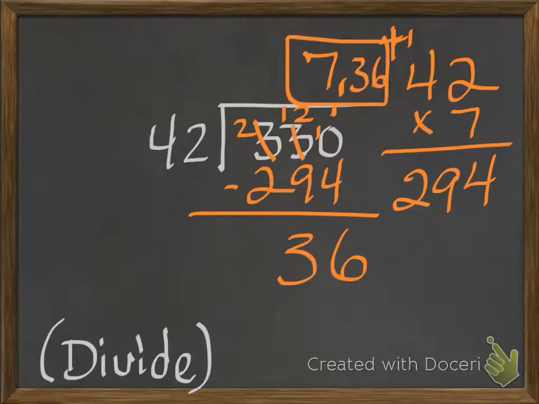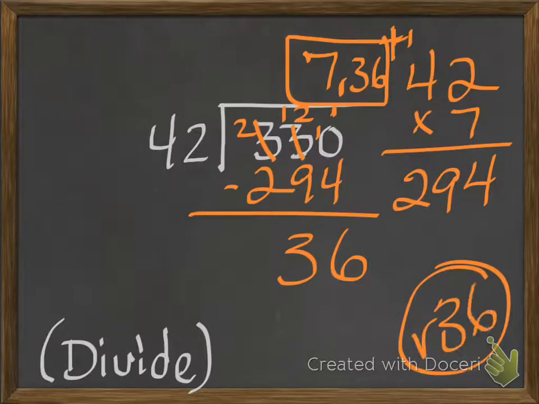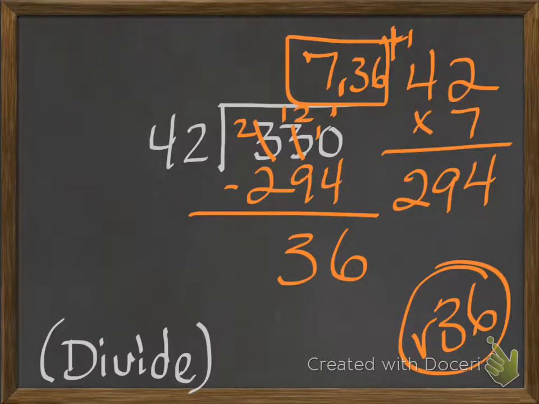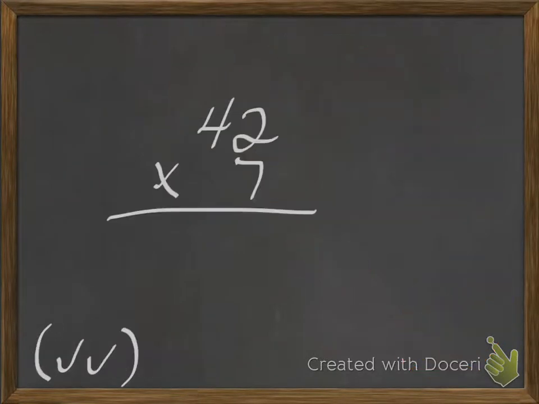Is my answer. I'm going to make sure that I add that remainder of 36 to the next page so that I'll remember to add that onto my multiplication when I double check. Okay, so I've got a remainder of 36 that I'm going to add on.